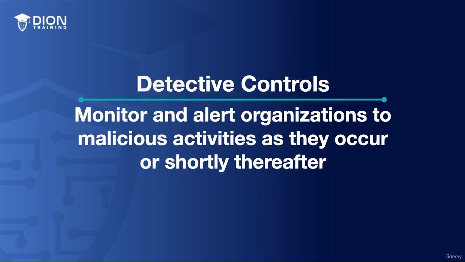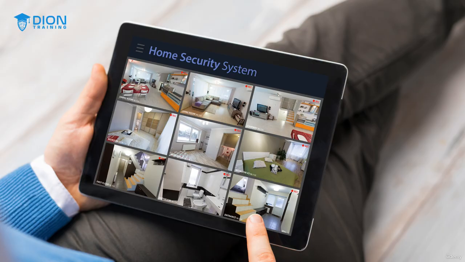Third, we have detective controls. Now, detective controls monitor and alert organizations to malicious activities as they occur or shortly thereafter. Their primary goal here is detection and notification. For example, the security cameras that are monitoring my home are considered to be detective controls. Yes, you could still break into my house. The cameras aren't going to stop you. But I'm now going to know that you broke in, and I know who broke in because I can review the video recordings and show them to the police so we can then arrest you and put you in jail for breaking into my home.